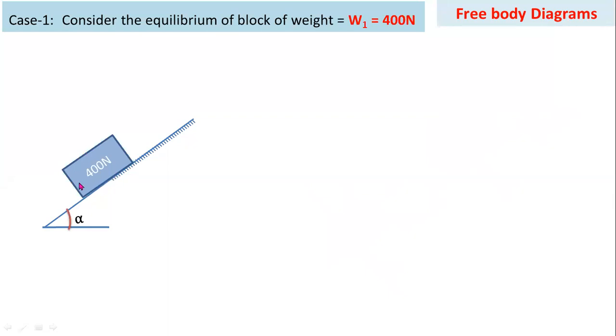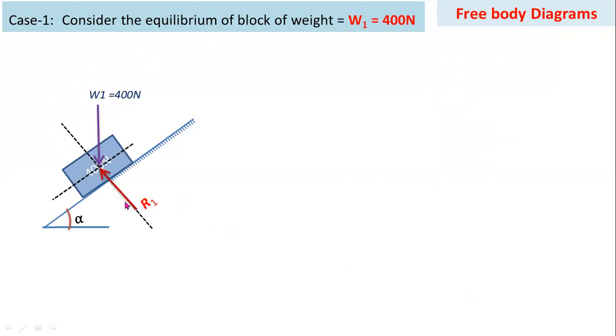Consider the equilibrium of a block of weight W1 equal to 400 newtons. Now you have to consider two reference axes: this axis parallel to the inclined plane, this axis normal to the inclined plane. Now you have to consider the self weight of the body. Here the self weight of this block is 400 newtons. Already we know that self weight of any body acts vertically downwards.